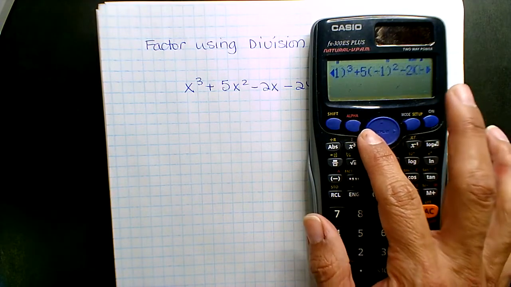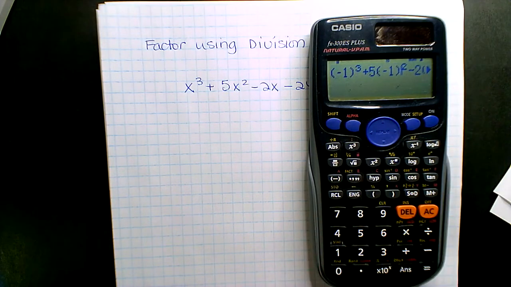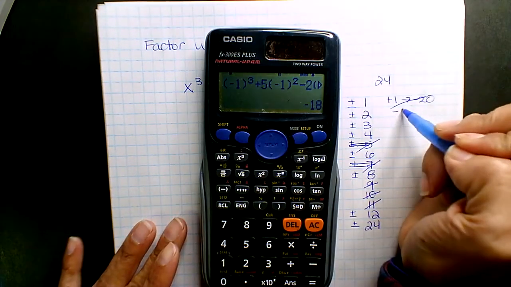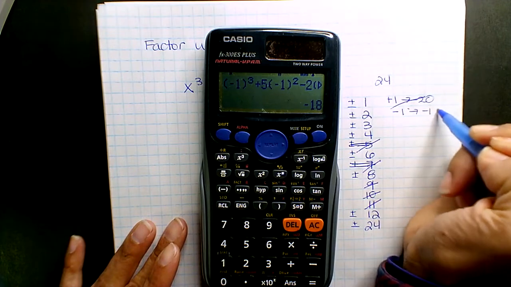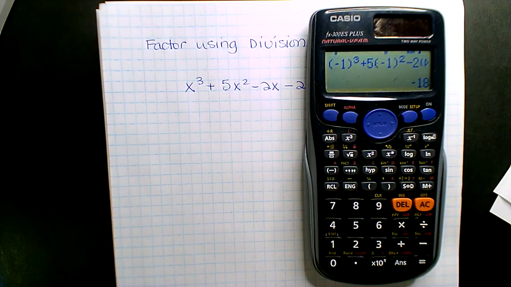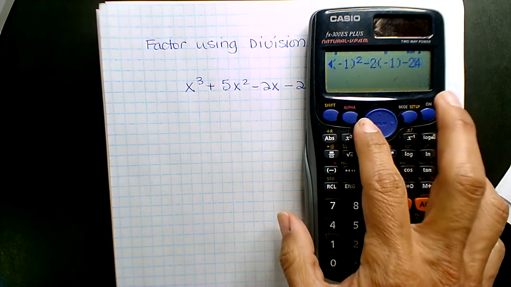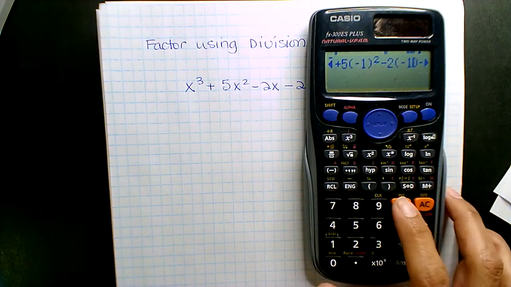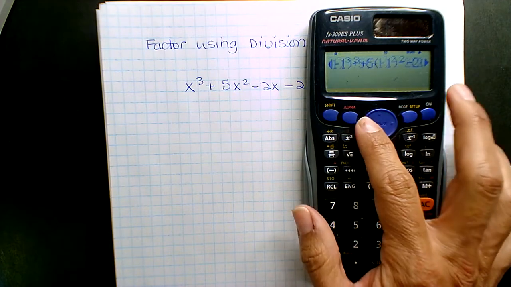Did I do that right? Negative 1, negative 1, negative 1. Okay, if I substitute negative 1, I'm going to hit equal right now. If I substitute negative 1, my output is negative 18. Okay, so that's an out. And so you can see, you're taking a quiz or a test and you're like, I don't have time for this. I need to start dividing. So now plug in positive 2.